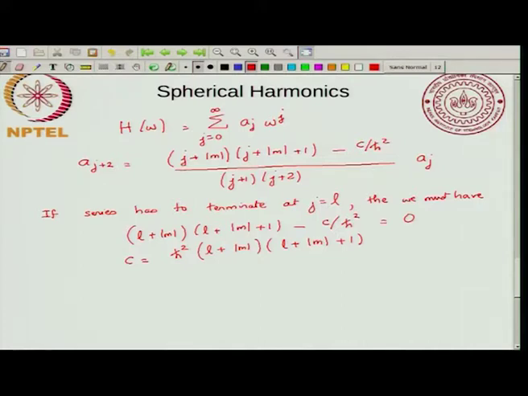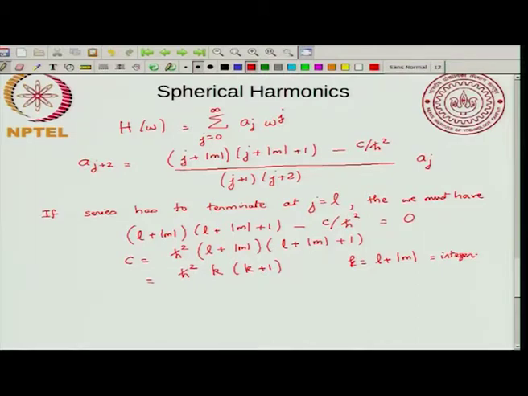And L is an integer. m we already showed to be an integer. So L plus mod m is another integer. We will call it k. So this is h bar square k plus 1, where k is equal to L plus mod m. This is a positive integer.